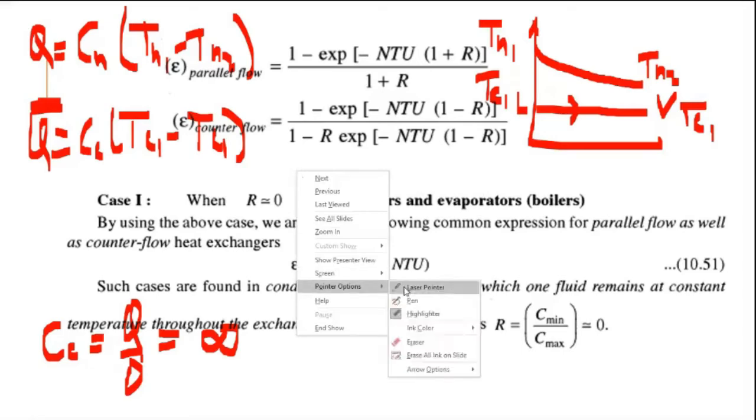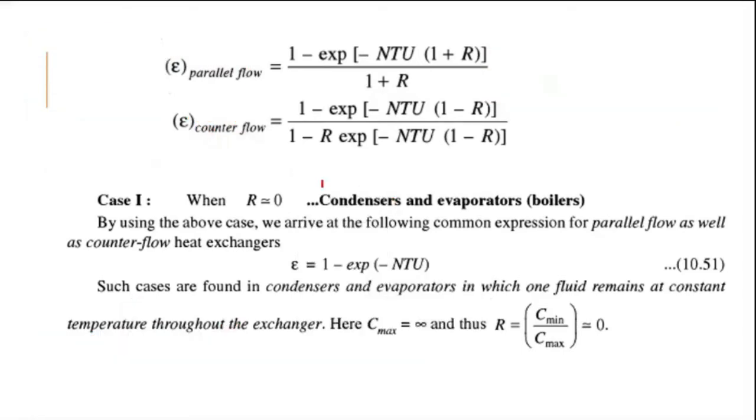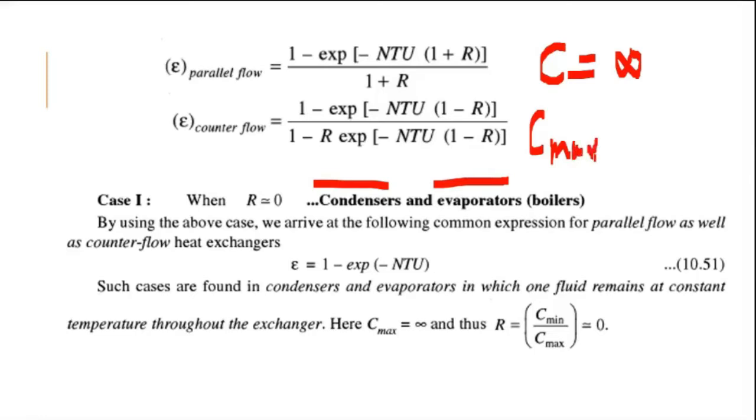Okay. So here we get that whenever we are using a condenser or an evaporator, for one of the fluids the heat capacity value is equal to infinite. So can we say that for both the cases the value of Cmax will be infinity? Yes or no? Because no value will be greater than infinity. So can we say that Cmax value for both the cases is going to be infinite?